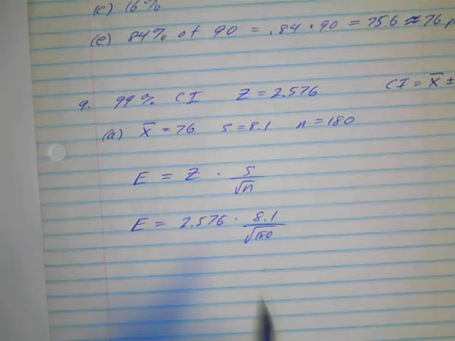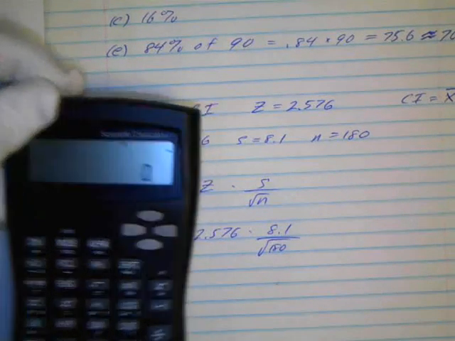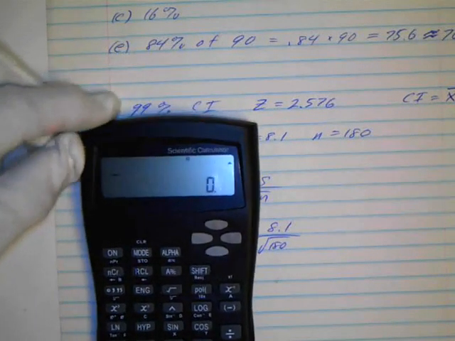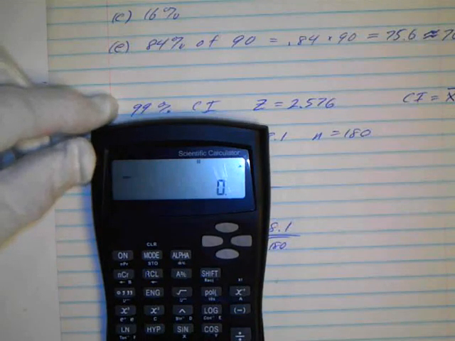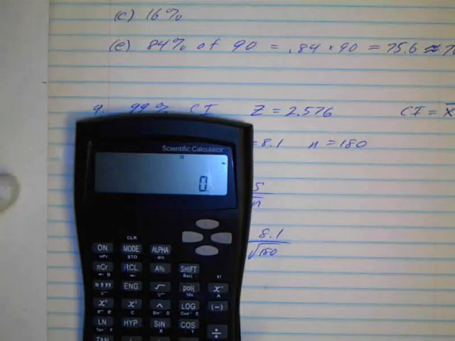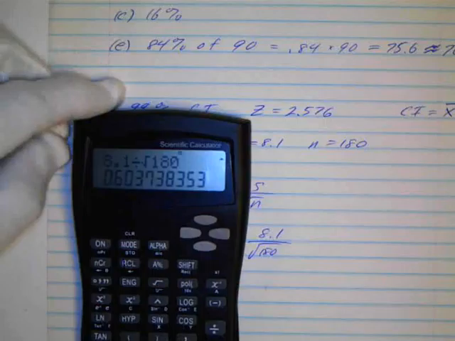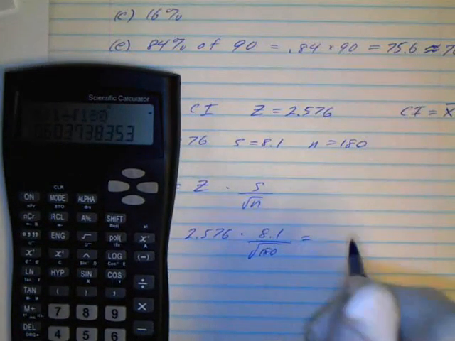So the way I do this, I would take 8.1 and divide it by the square root of 180. So there's my little 99-cent calculator, or my $2 calculator, I should say. And let's say 8.1 divided by the square root, and I got a little square root function here, of 180. And I just press enter. And I get 0.6037, something like that.